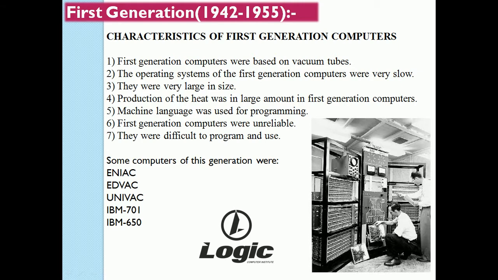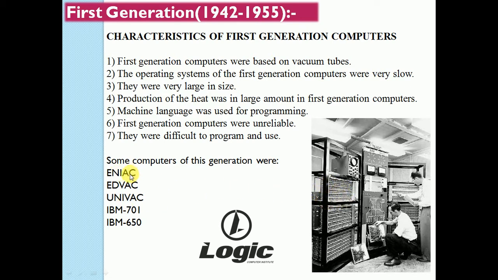Then characteristics of first generation computers. First, first generation computers were based on vacuum tubes. Second, the operating speed of the first generation computers was very slow. Third, they were very large in size. Fourth, production of heat was in a large amount in first generation computers. Fifth, machine language was used for programming. And first generation computers were difficult to program and use.